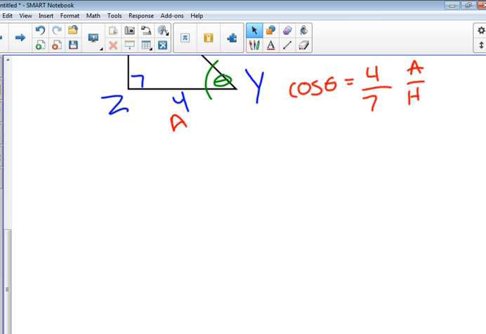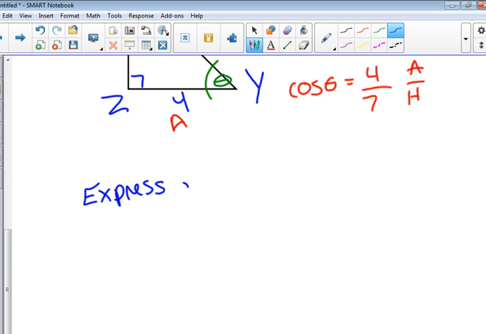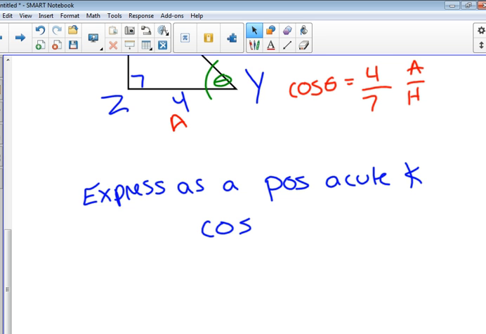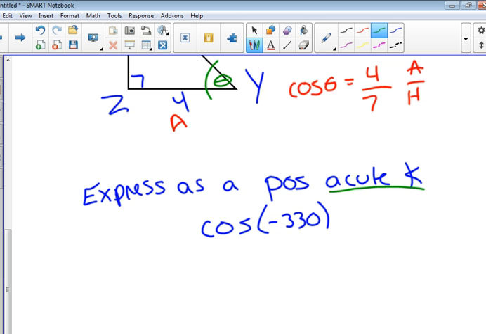A lot of this is multiple choice stuff. You guys have: express as a positive acute angle. I gave you the cosine of negative 330. So these look kind of weird, the wording. What does acute angle mean? Small? Yep, it's less than 90 degrees.